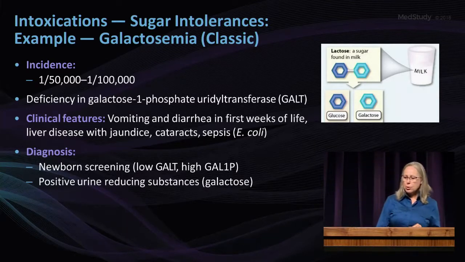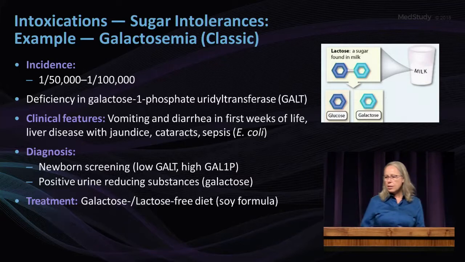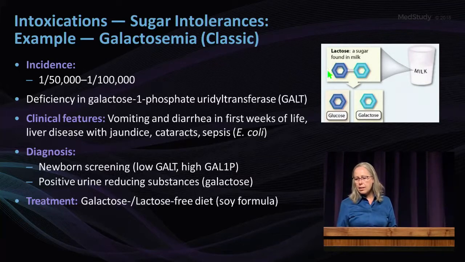So we pick it up on newborn screening with a low enzyme activity and a high Gal-1P. And you can get positive urine-reducing substances, which is the galactose in the urine. We put them on a galactose and lactose-free formula, which is soy formula. So remember, lactose is a disaccharide made of glucose and galactose, which is why we take lactose out. So breast is best, except if you have galactosemia and you need to be on a soy formula.